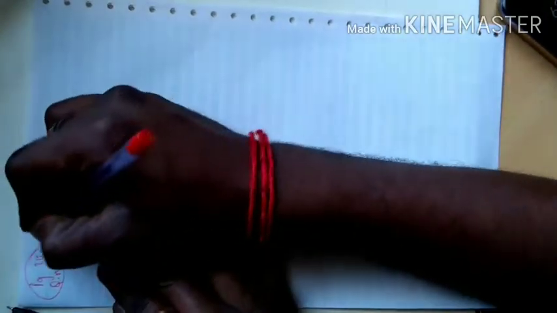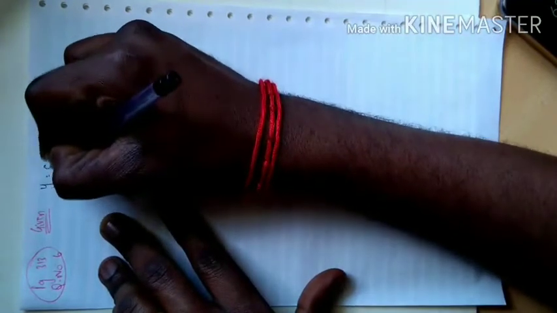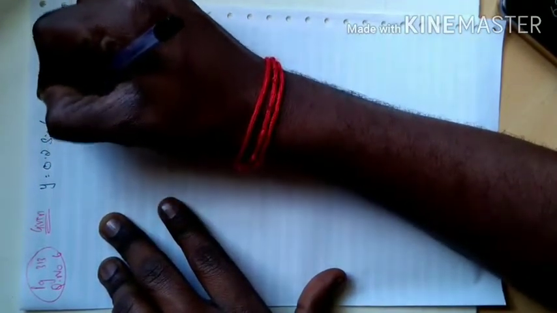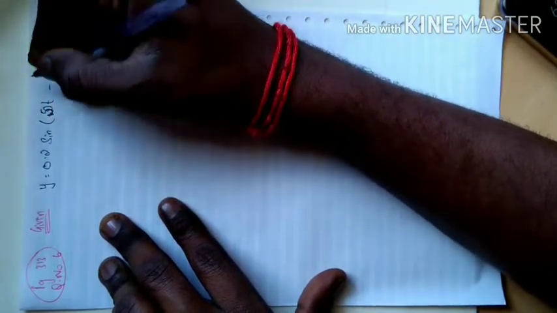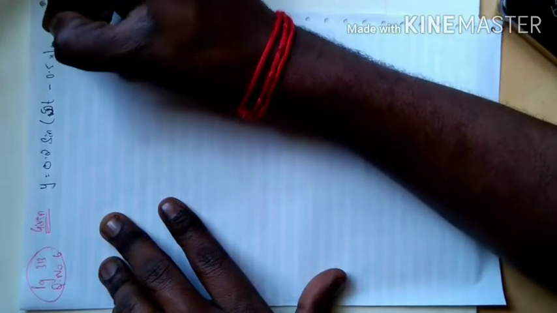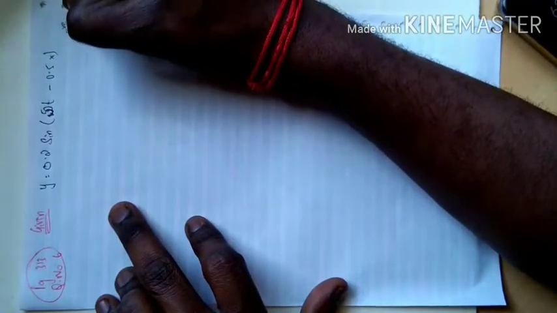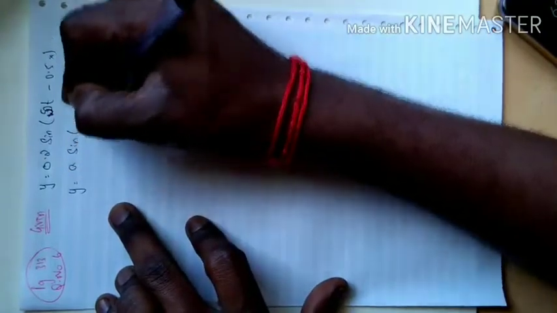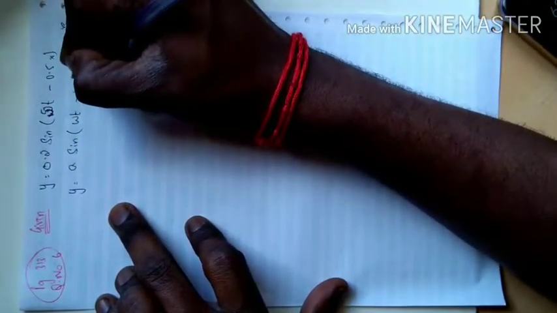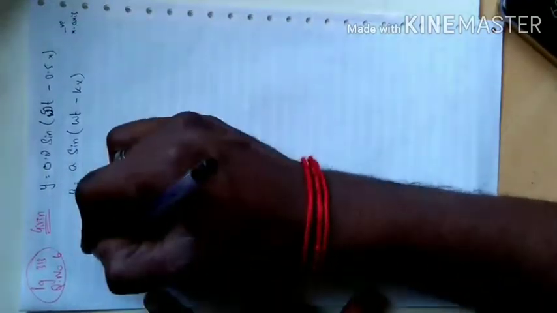What is the equation they have given? Let me write the given here. The given is nothing but y equal to 0.2 sine omega t, that is 50t minus 0.5x, where x and y are in meters. This is for negative x-axis propagation. Negative x-axis propagation means y is equal to A sine omega t minus kx. This is the formula.